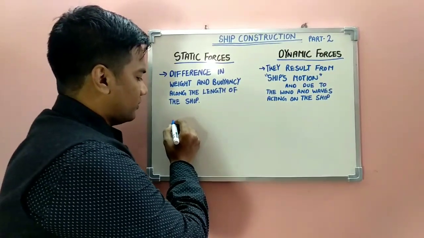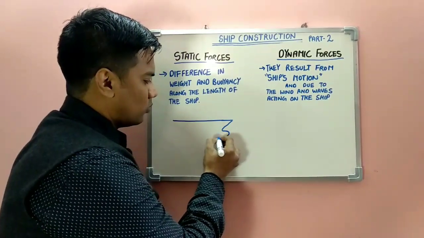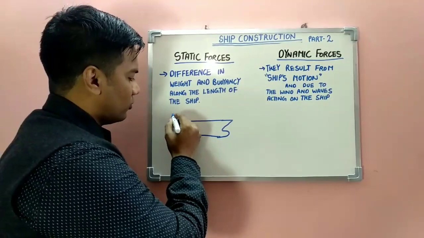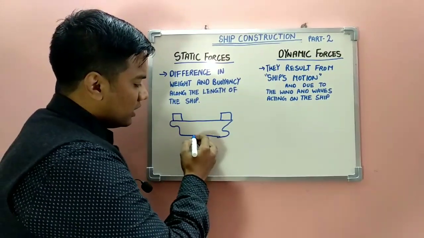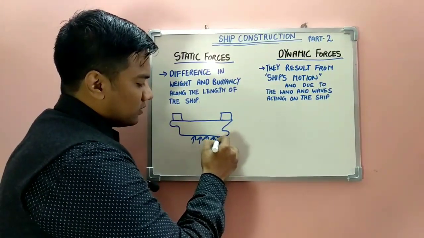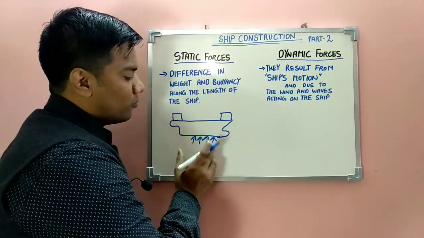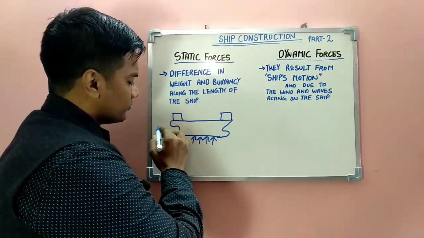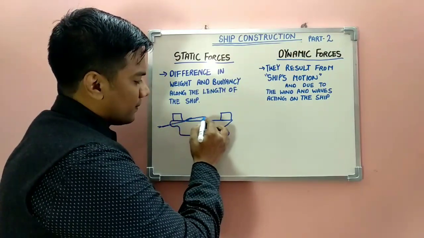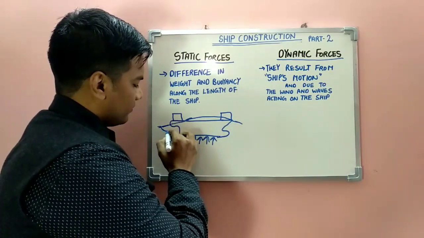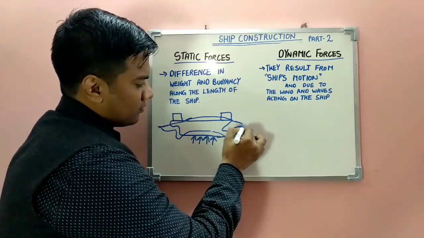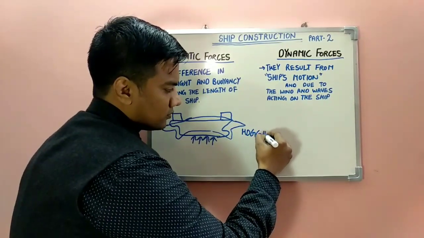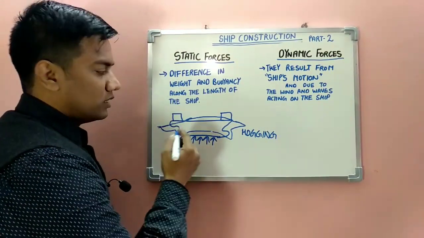Now considering the ship in still water. What happens is, due to loading, if you are loading it in this way, the buoyancy in the midship region is larger compared to the buoyancy at the sides. When the buoyancy in the midship region is larger compared to the buoyancy acting on the sides, in this condition your ship is going to hog. This is called hogging. This is hogging bending moment, which occurs in still water.